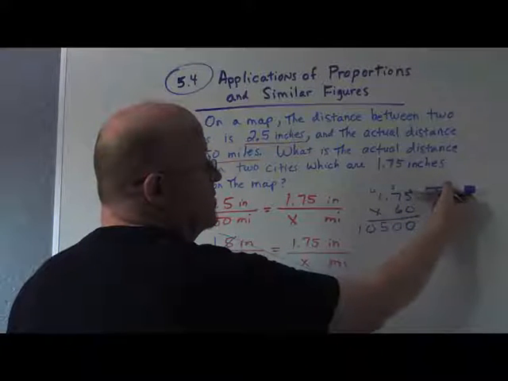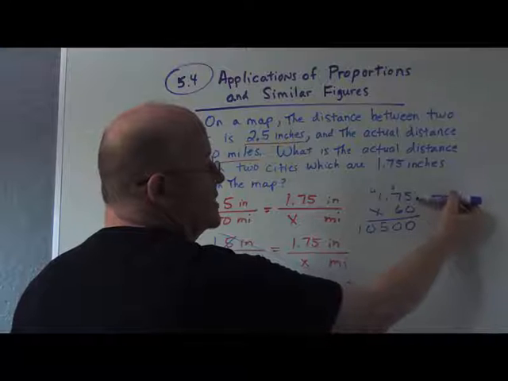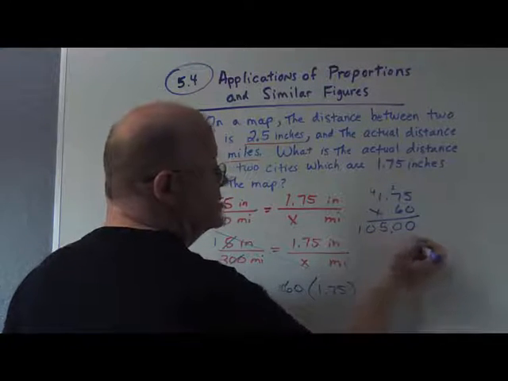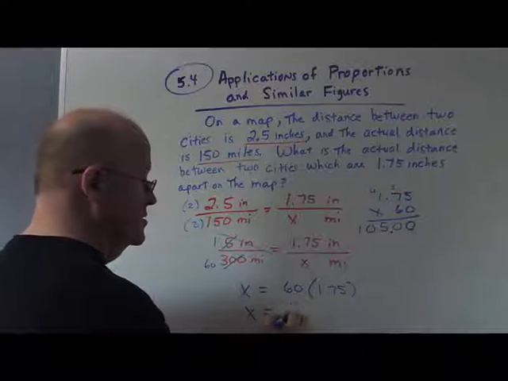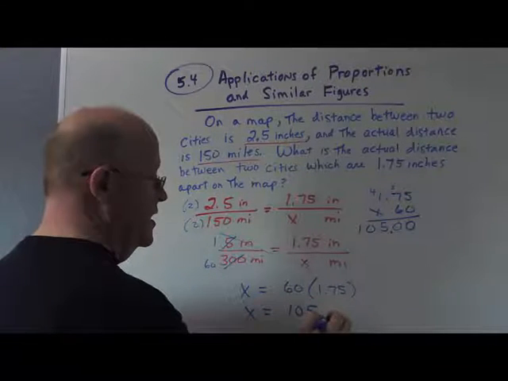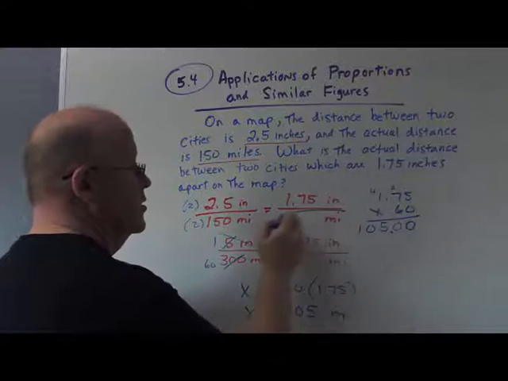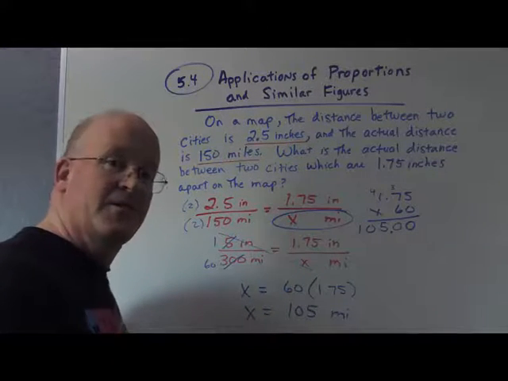In our original problem, there are 2 digits to the right of the decimal, so I'm going to make sure in my answer we have 2 digits to the right of the decimal, and the answer is that the two cities are 105 miles apart. We're looking for x miles in this problem.